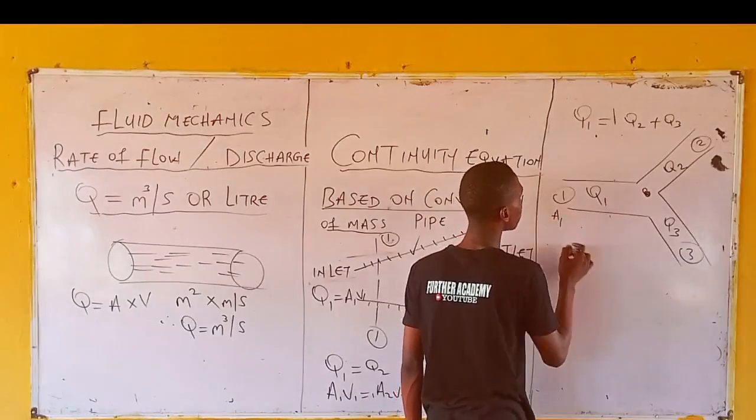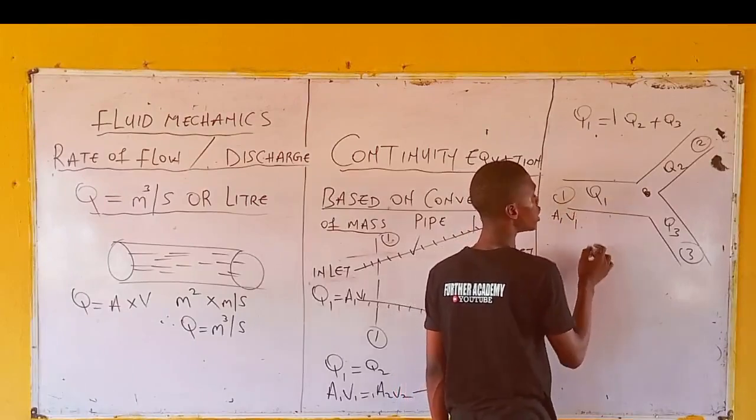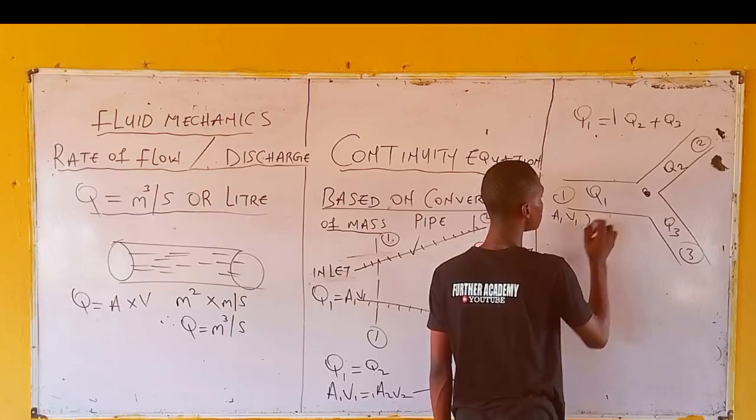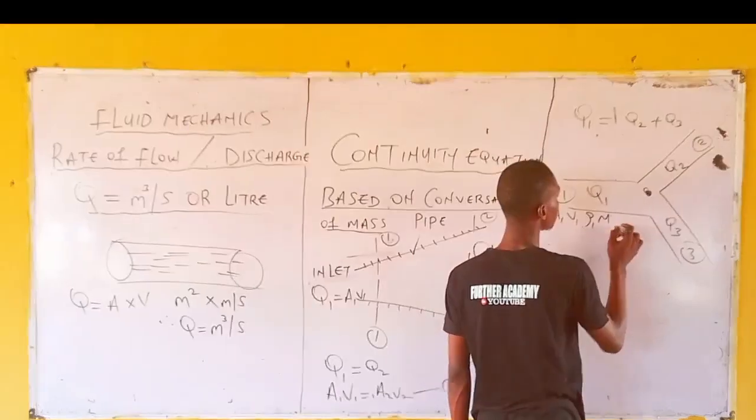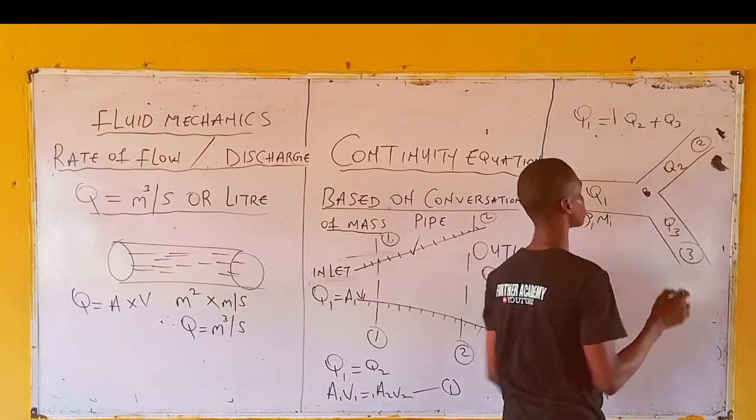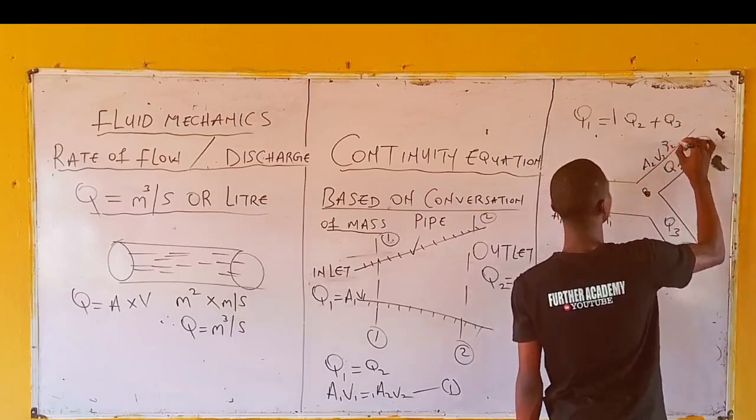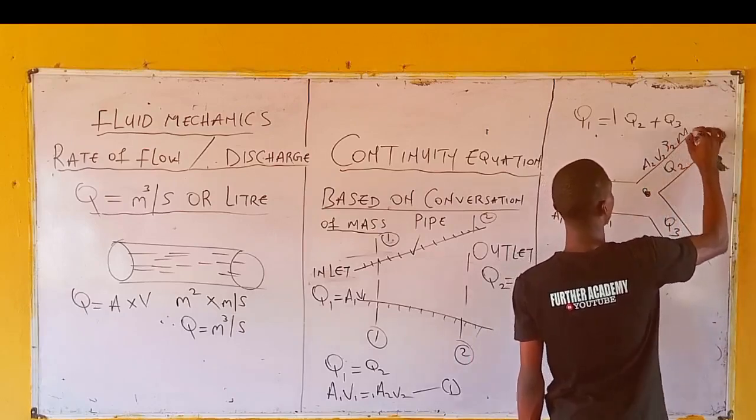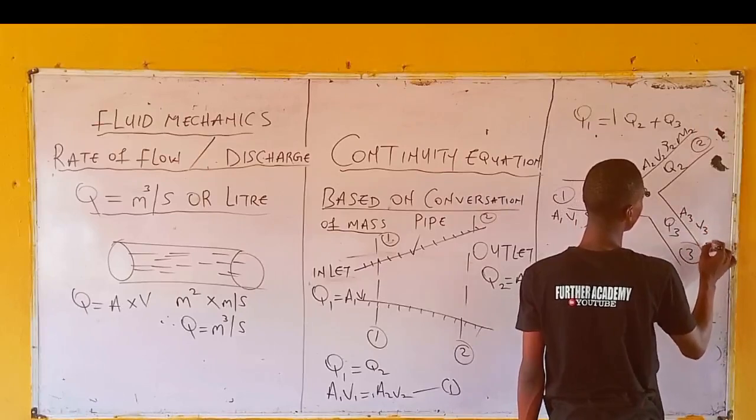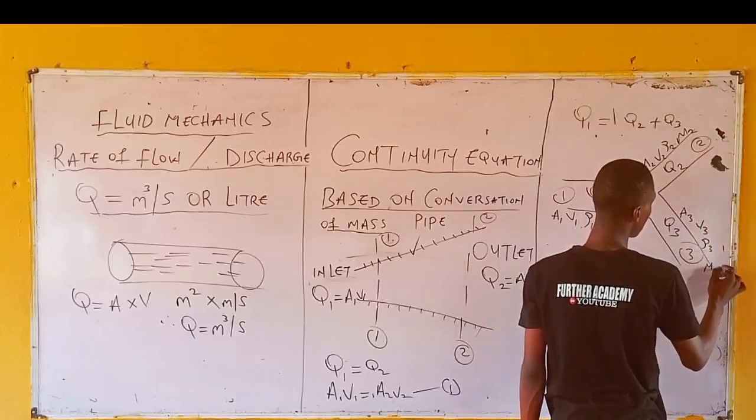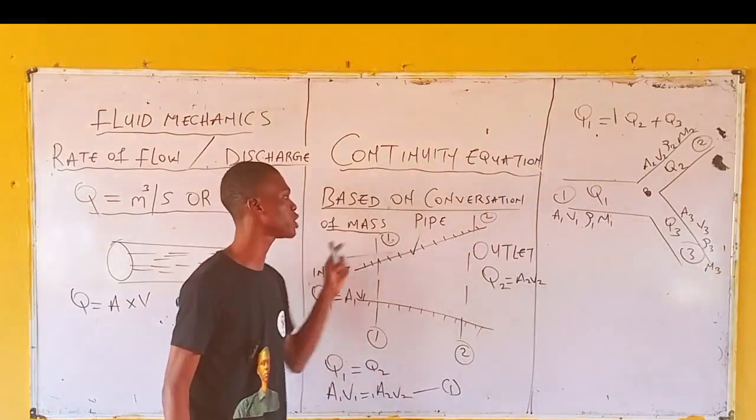Have it in mind that section 1 is going to have area, which we denote as A1. It's going to have velocity, denoted V1. It is also going to have density, rho 1, and mass, M1. Similarly for section 2 and section 3. So this becomes A2, V2, rho 2, and M2. This becomes A3, V3, rho 3, and M3.